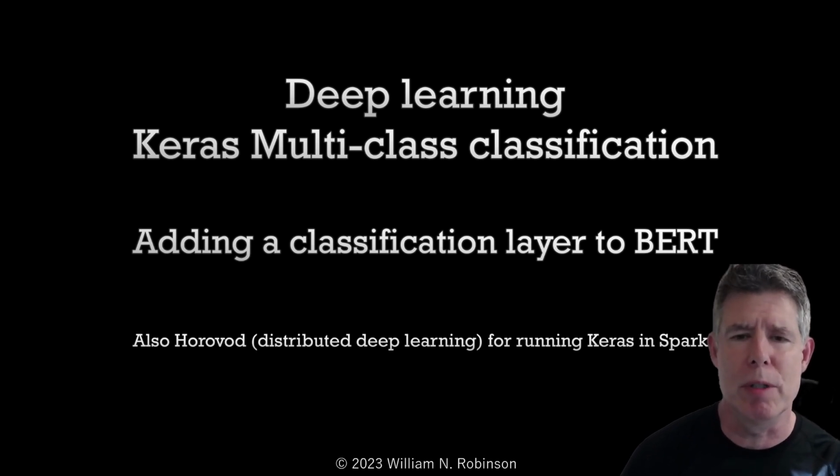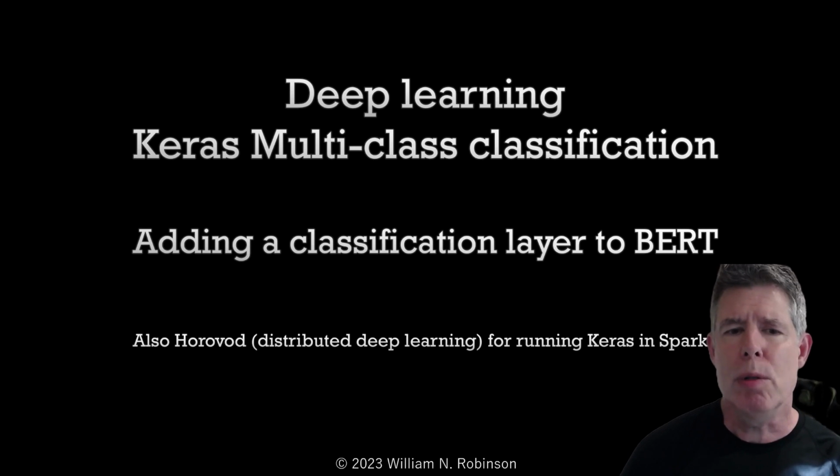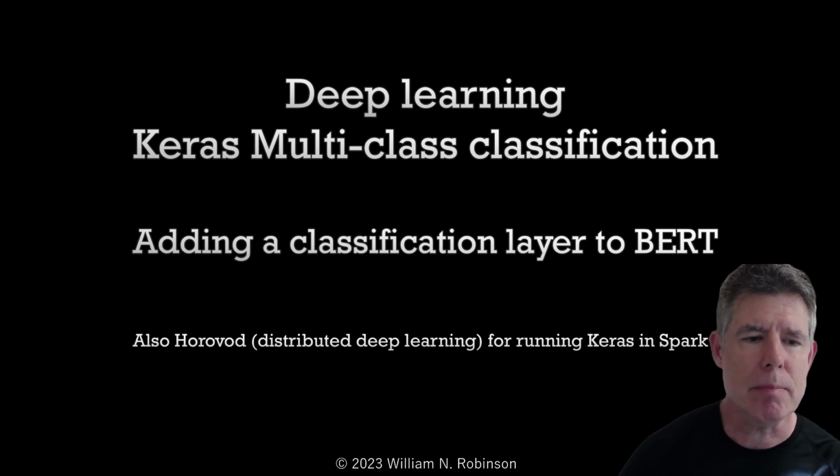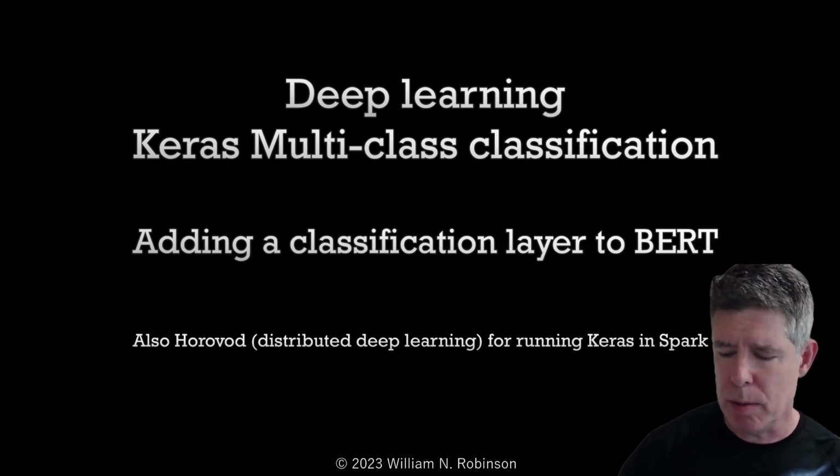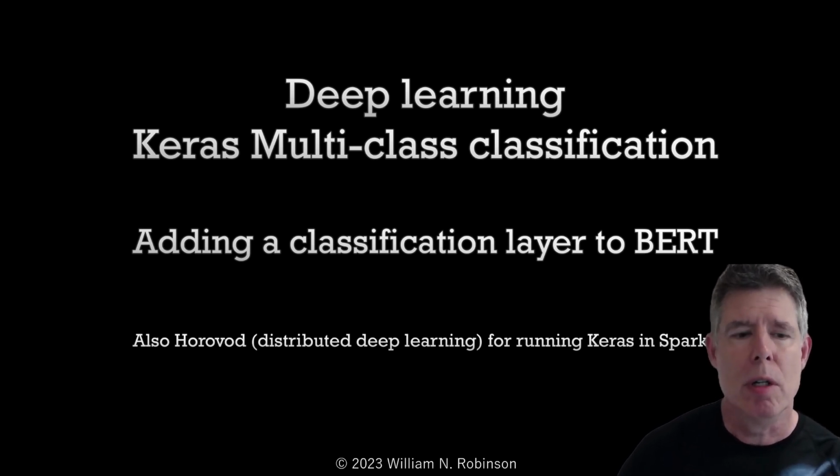of the TensorFlow documentation. The way we're going to do it is we're going to use BERT to classify text and then add a layer so that that text can be classified according to the way that we'd like to classify it. Additionally, I'm going to show how to use Horovod to run the learning that's required to train the Keras model over a Spark cluster so that you can do distributed deep learning.